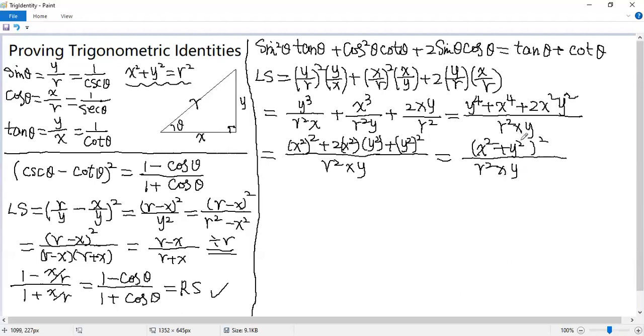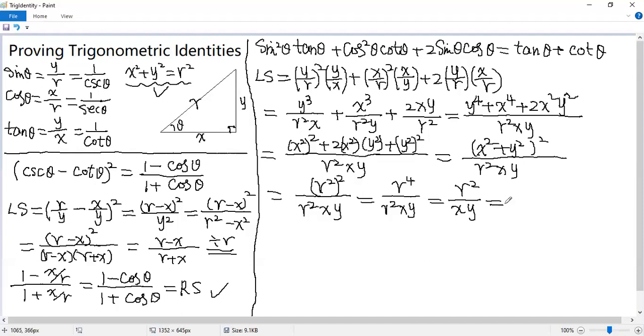Now x squared plus y squared equals r squared. So we get r squared and then square. The bottom r squared times x times y. So the top becomes r to the 4th. Bottom r squared x y. Now we cancel r squared for top and bottom, so we get r squared over x y.